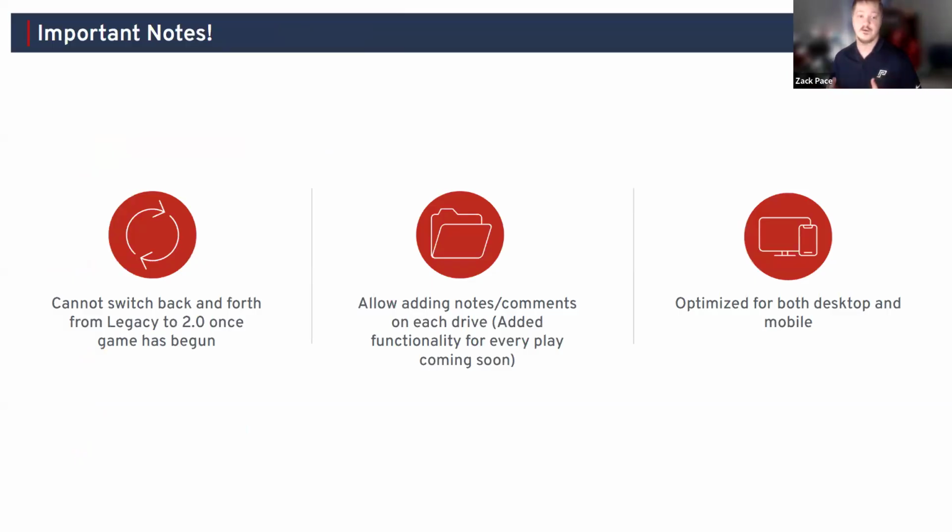So a couple of important notes though. Once you have started statting a game, you cannot switch back and forth between legacy and 2.0 during a game. So if you start this game in 2.0, you cannot go back to legacy. And the reason for that is just how we're saving the data. It's saving in a more modern format, and we're just collecting a few different stats essentially from the new platform, the 2.0 platform. So unfortunately, they're not backwards compatible in that way of you can't go back and forth during the game.